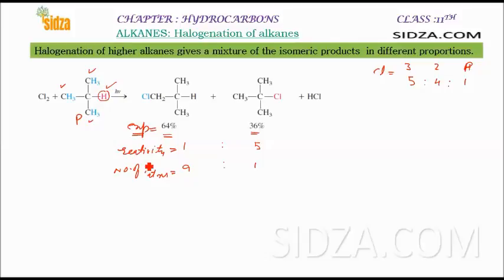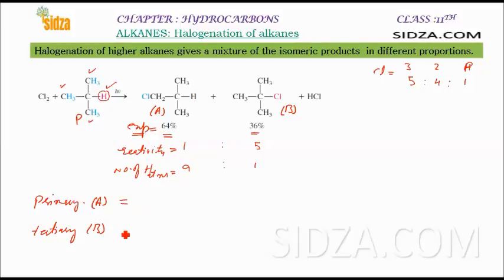So how do we actually calculate the percentage? We can calculate the percentage of the primary one. Let me say it is molecule A. If the substitution occurs on the primary one, compound A will be produced, and if the substitution occurs on the tertiary one, compound B will be formed. So what is the percentage of A and B?